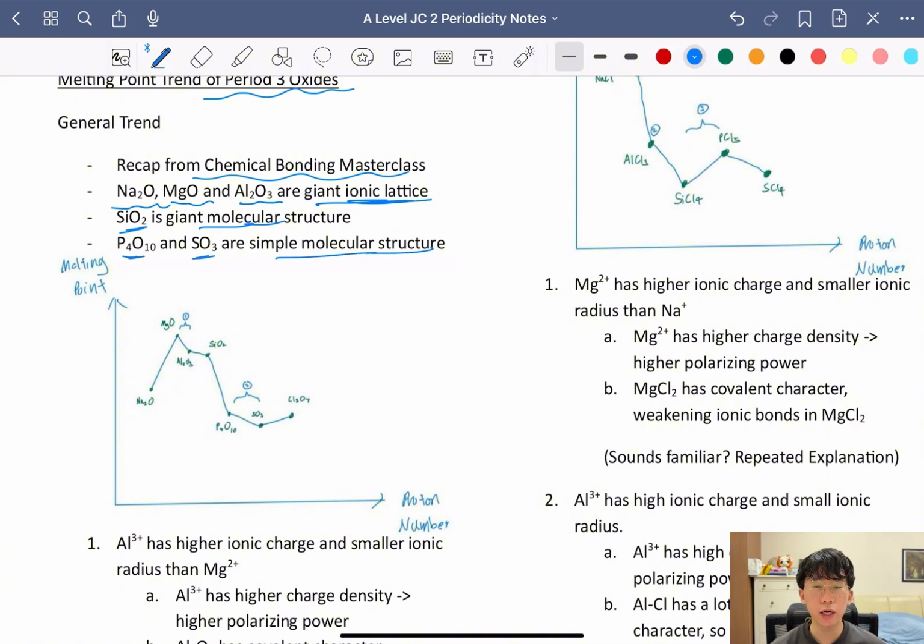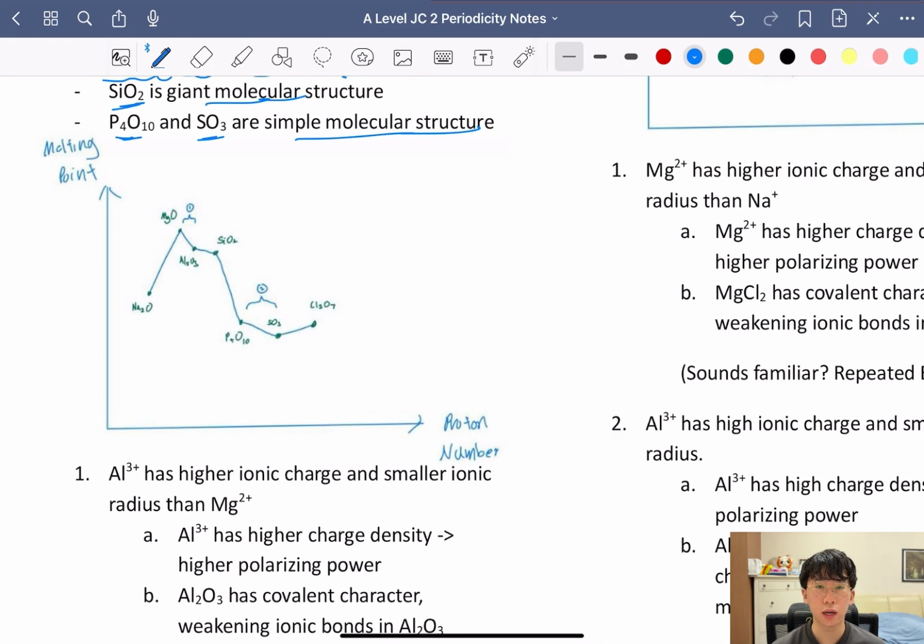From there, you can already see that there will be differences in the melting point because there's different attractive forces between the ions or different intermolecular forces between your molecules, etc. So do remember to recap on your chemical bonding concepts for this chapter.